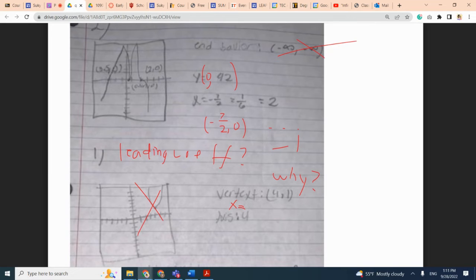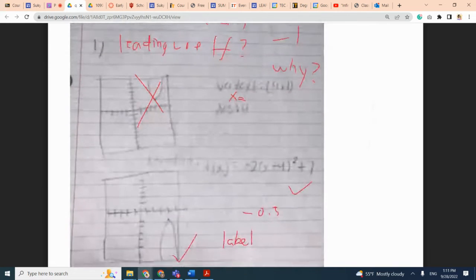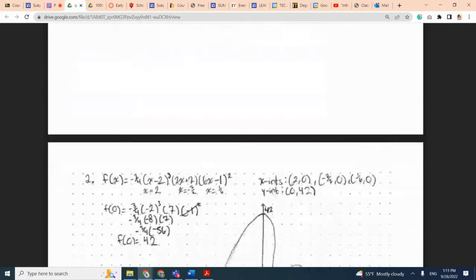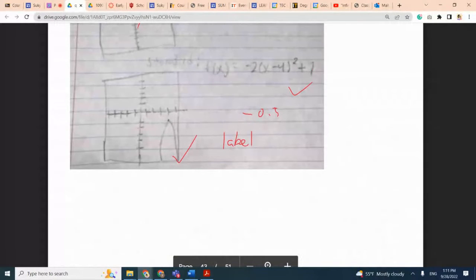So no graphing calculator here. Okay, how do you get your vertex? You must show all your work in order to receive credits. Is that clear, everybody? Okay. Yes. Okay. So show all your work and label. Okay, label the important points.